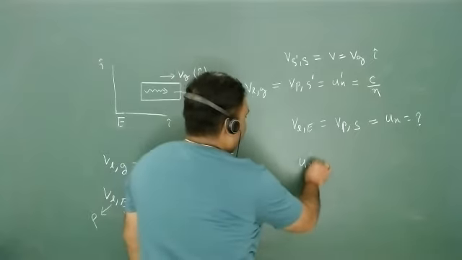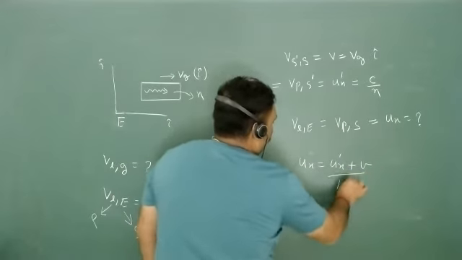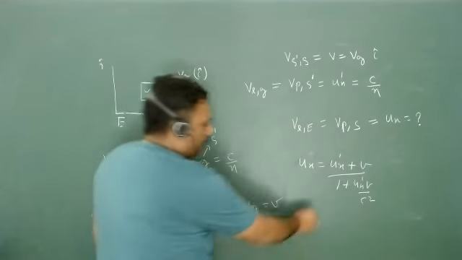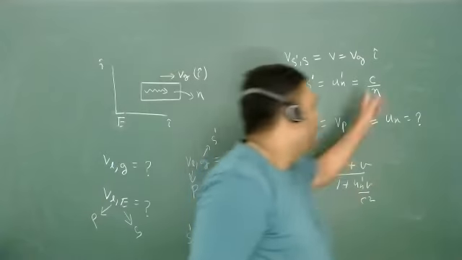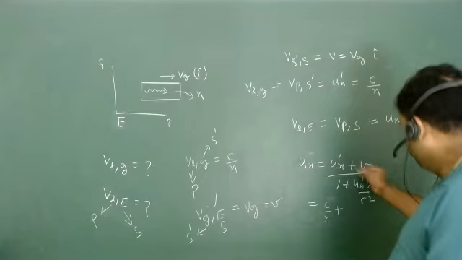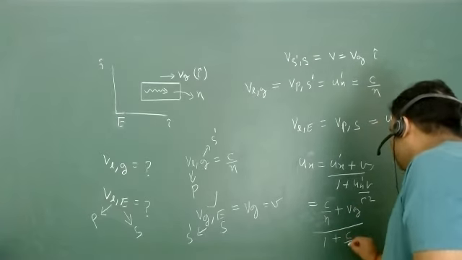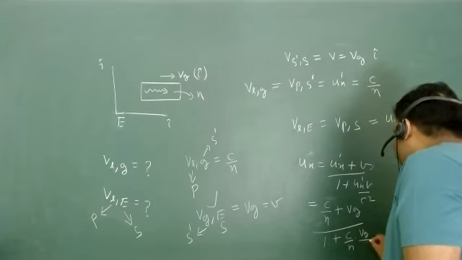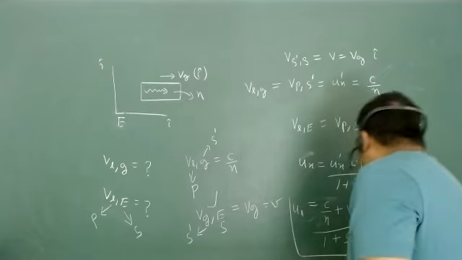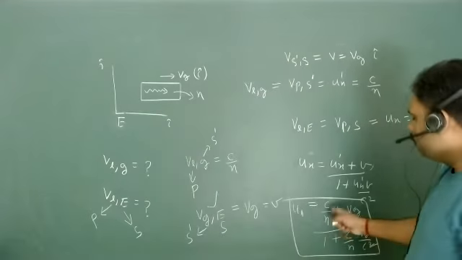So my formula is Ux is equal to Ux dash plus V, upon 1 plus Ux dash V upon C square. And for this problem, Ux dash is nothing but C by N. So this will be C by N plus V, which is nothing but Vg, upon 1 plus C by N Vg upon C square. So this is your velocity of light with respect to Earth. And now you can verify your answer.